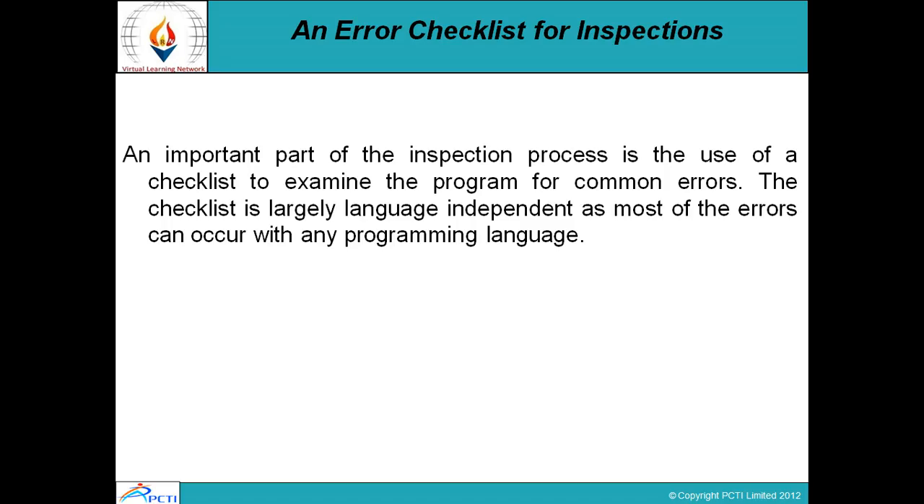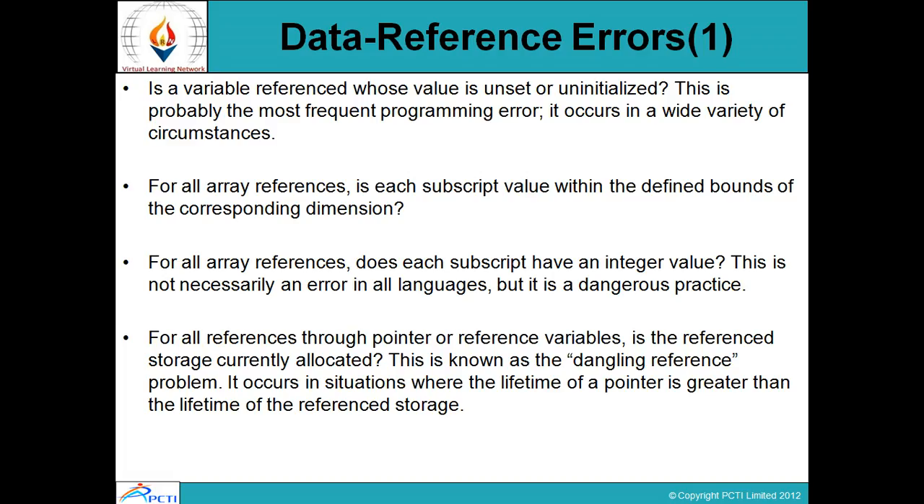Next is an error checklist for inspection. In the inspection they check here and find out some errors that are categorized here. An important part of the inspection process is the use of a checklist to examine the program for common errors. The checklist is largely language independent, as most of the errors can occur with any programming language. The checklist goes through each point and finds out what kind of errors can arise. They are categorized here.